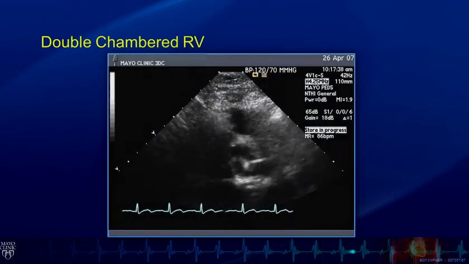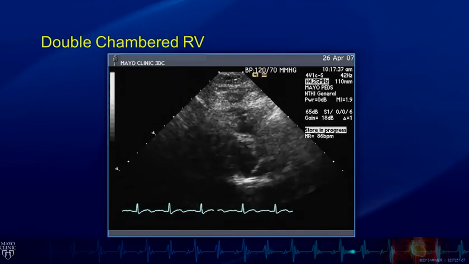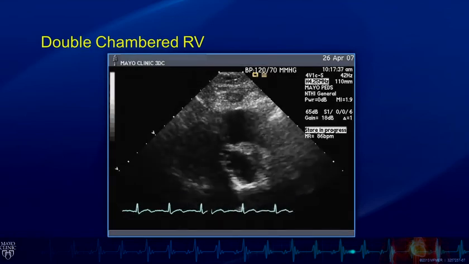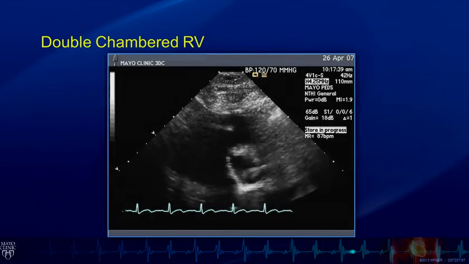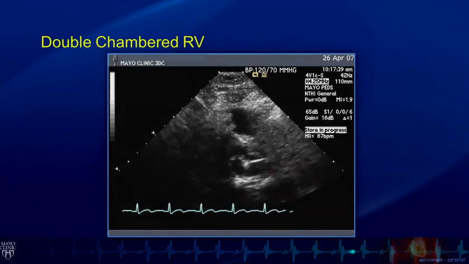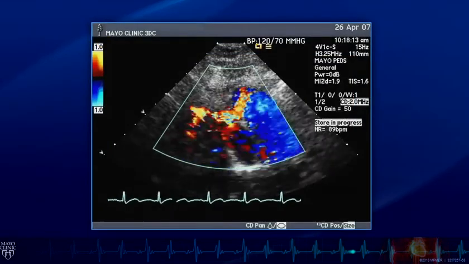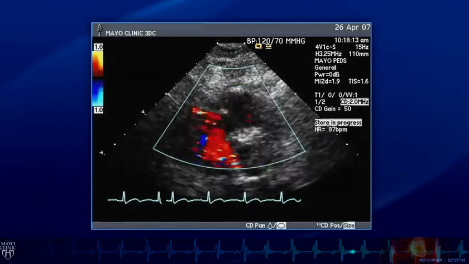Here's an echo example of the double chamber RV we've been discussing. This is parasternal short axis view at the base. We see the aortic valve in plane and then the body of the right ventricle. You do appreciate that there is some hypertrophy of a muscle bundle there, but the color flow is what's quite helpful. We see this high velocity or turbulent color flow across this muscle bundle.